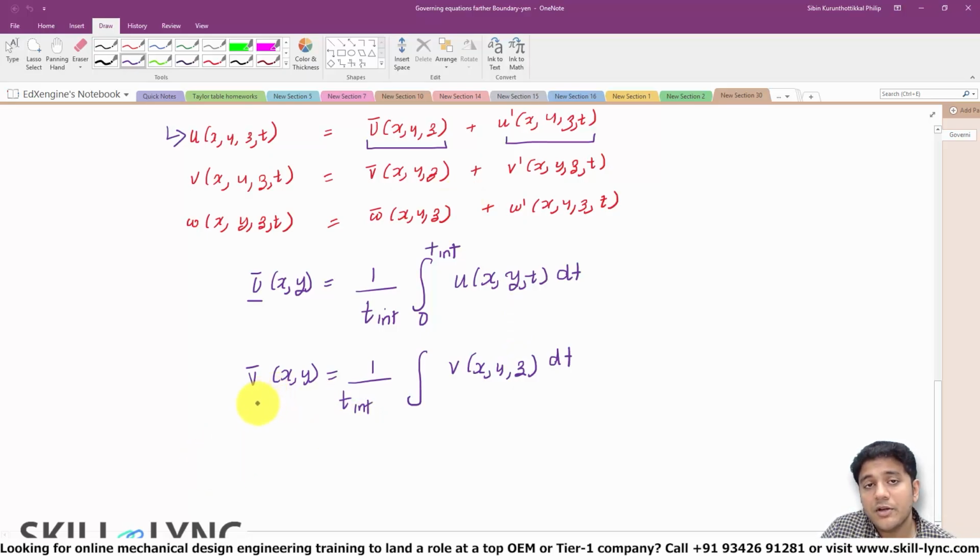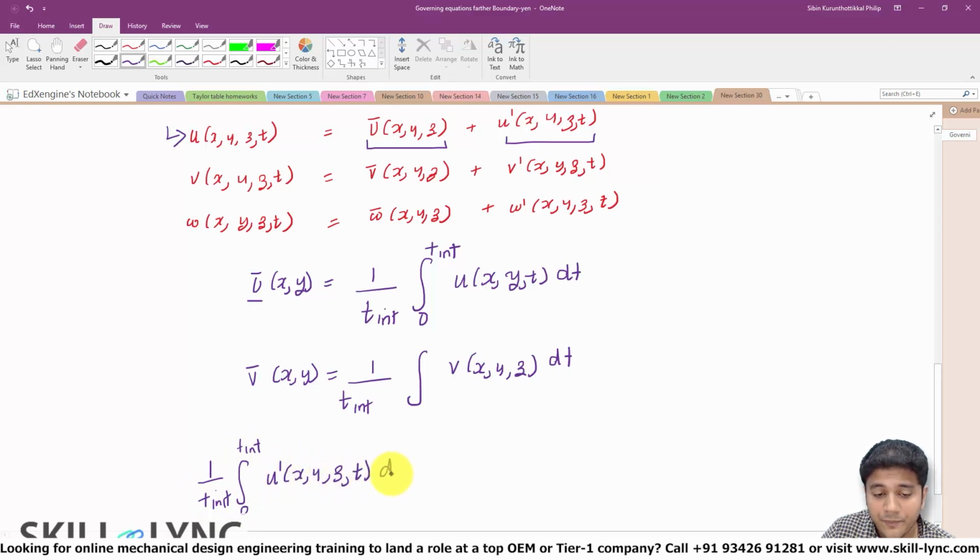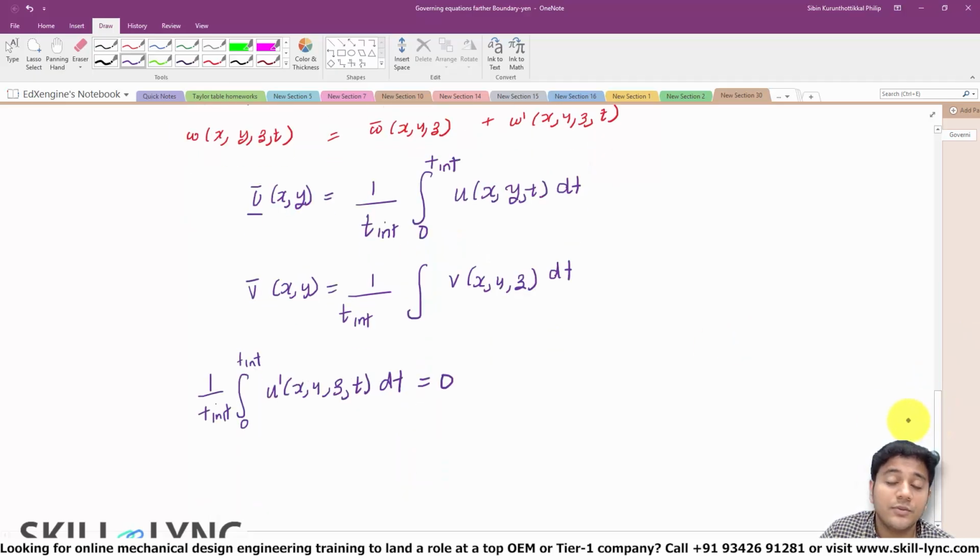All right, now another interesting property that can be derived for this time integration is that when you integrate your fluctuating component, it's always going to be 0. So what I mean by that is, if you do 1 by t int, and you integrate your fluctuating component, this is going to be equal to 0. And this actually leads to a lot of simplification. Let's derive why this is the case.